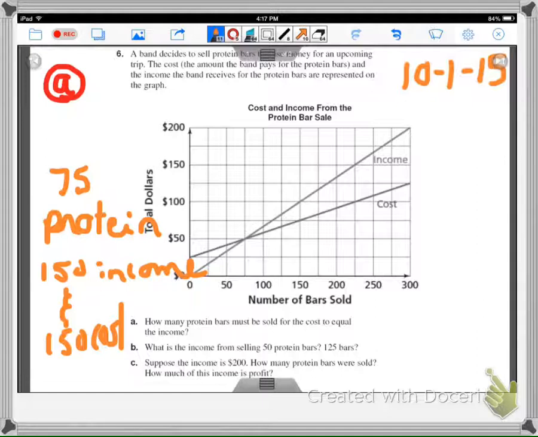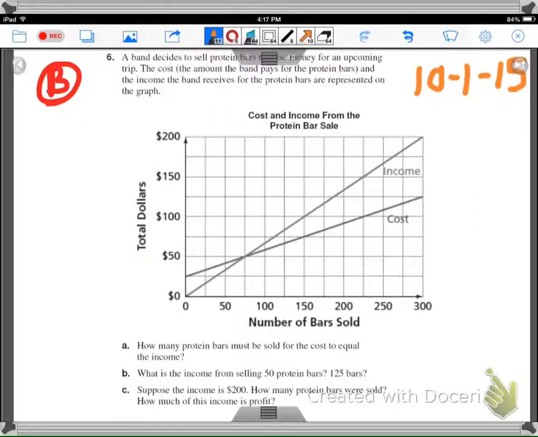Now we're on B. What is the income from selling 50 protein bars and from 125 protein bars? Okay, the income from selling 50 protein bars, to find that, I go to the independent axis and I find 50 protein bars, and I have to go up to the income line, and this is the income line right here. You can follow it up to see that I'm right. See, income.